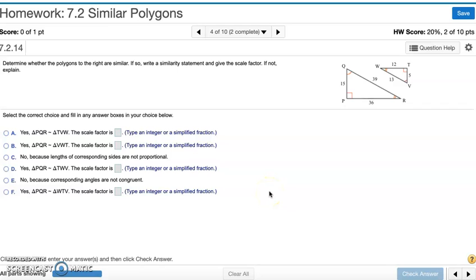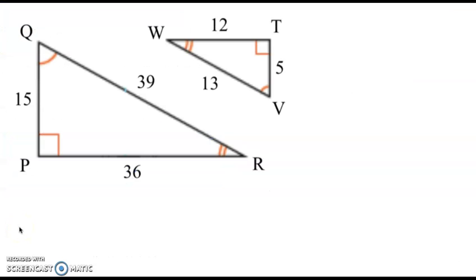Number 4. Determine whether the polygons to the right are similar. If so, write a similarity statement and give the scale factor. If not, explain. So we're going to write the pairs of corresponding sides as fractions and then simplify those fractions to get the proportions for them.